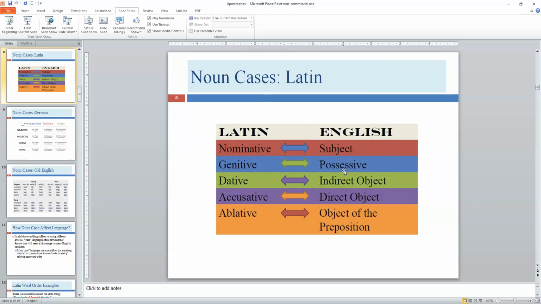Or if the word is being used to indicate possession, it's going to be in the genitive case, which is a different ending than the nominative case. If the noun acts as an indirect object in the sentence, it's going to be in the dative case. If it acts as a direct object, it's going to be in the accusative case. If it's the object of a preposition, it's going to be in the ablative case. And so each one of these has a different ending. There are some of these endings that repeat, but if you are a reader of Latin, you can tell simply by seeing the end of the word the function that the word has in that sentence.